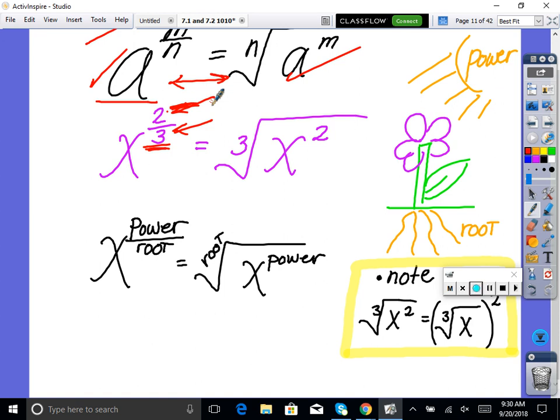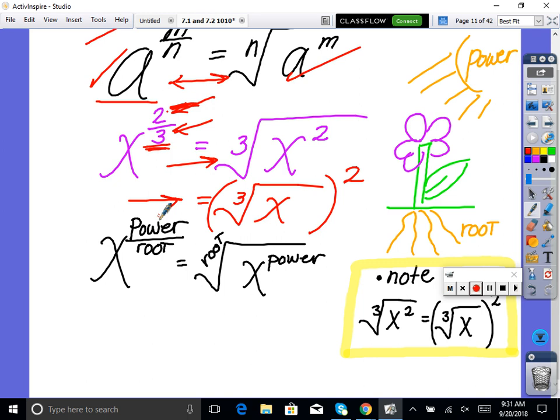Now, one other thing to note, you might see it written like this, or you might see it written like this, the cube root of x squared. This is still the same thing as this. You can have the 2 in here or on the entire outside. They are equivalent. You can see it either way. You guys see how they're the same? This and this are the same. Okay.